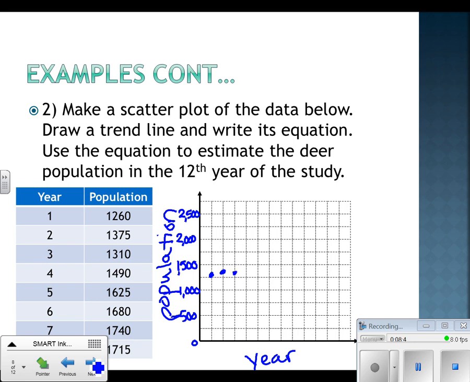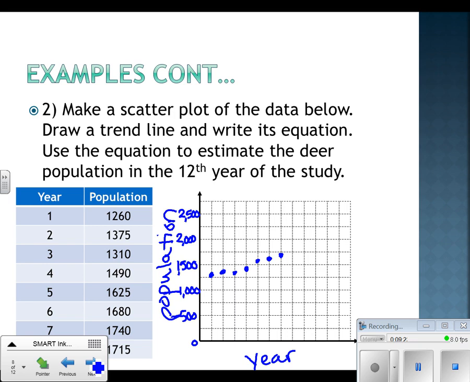Year 4, 1,490. Year 5, looks like we're at 1,625. And then we're at 1,680. 1,740. So right about in there, closer there. It's not perfect, but we're going to get an idea here.